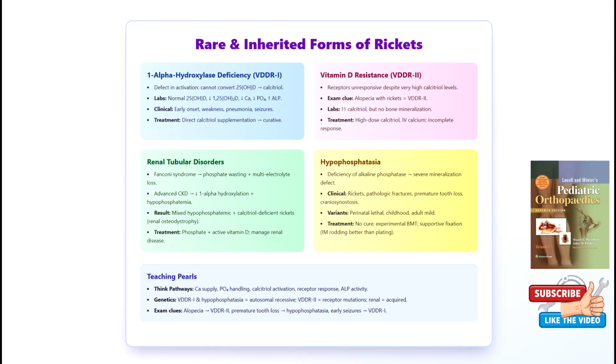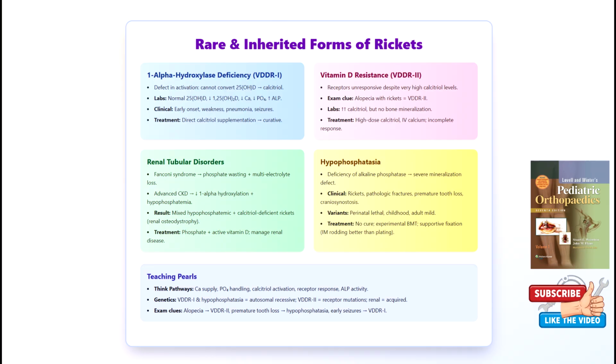For our purposes, the key point is phosphate wasting, which leads to hypophosphatemic rickets, very similar to the X-linked form we already discussed. In addition, if the kidney disease is advanced enough to impair 1-alpha hydroxylation, there is a deficiency of calcitriol as well, producing a mixed picture. This combination of phosphate wasting and calcitriol deficiency is what we term renal osteodystrophy. Treatment follows the same principles: oral phosphate, active vitamin D, and management of the underlying renal disease where possible.